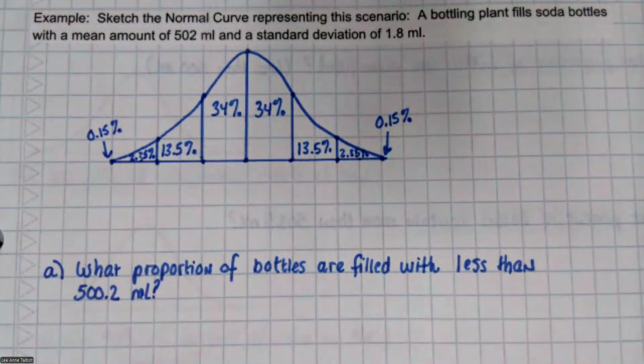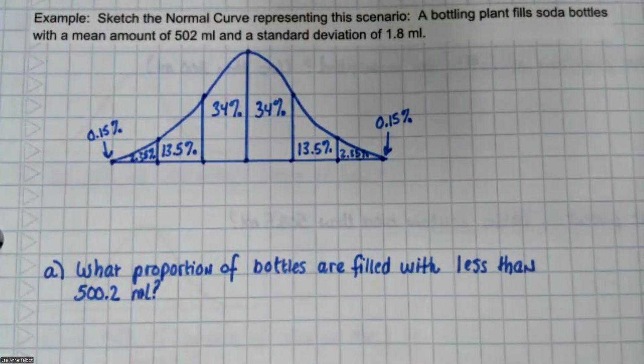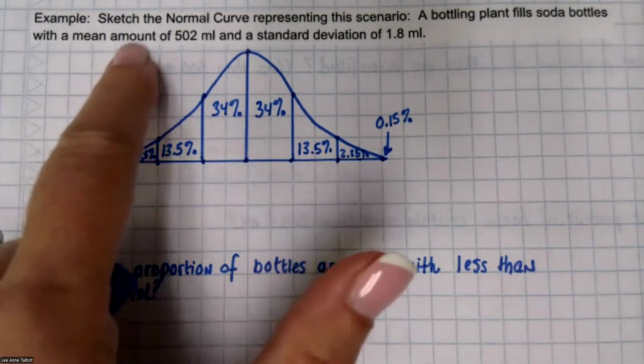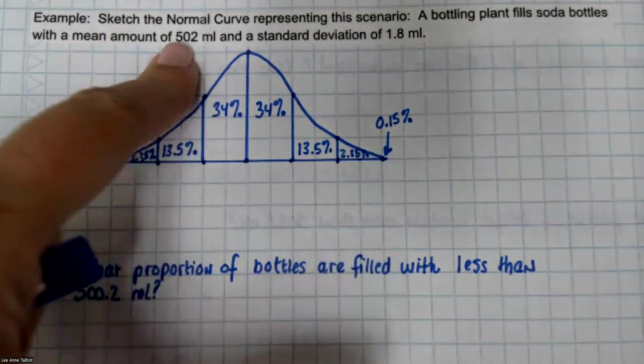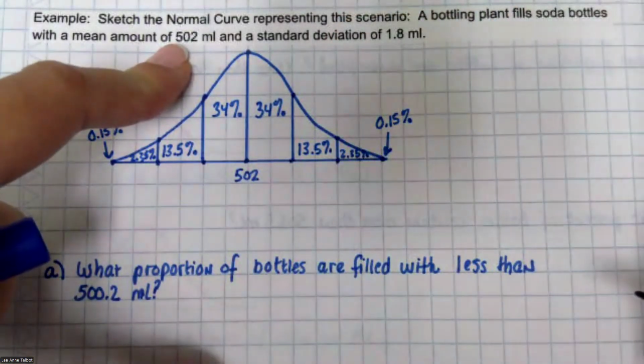So when it says normal, that means that it follows this distribution every time. Those values do not change. Those are constant. However, this problem is not working with z-scores. This problem is working with actual values. So what I mean by that is the mean is 502. It's not 0. So this is 502.